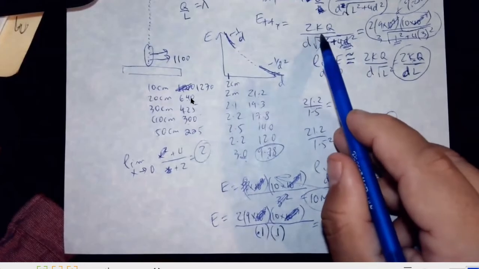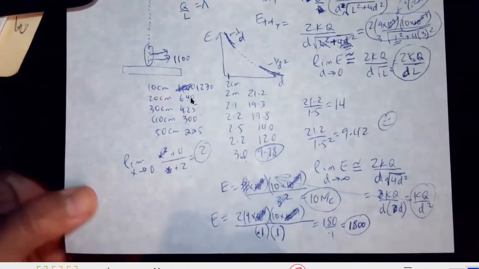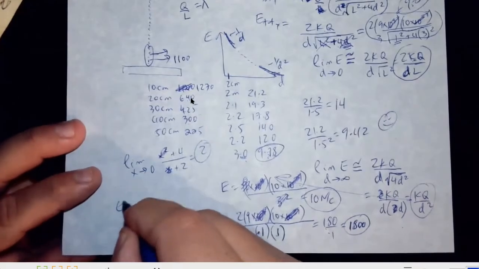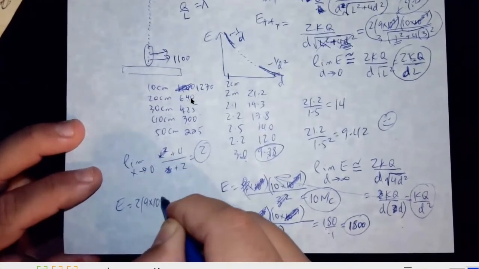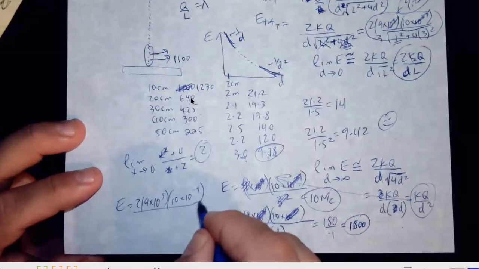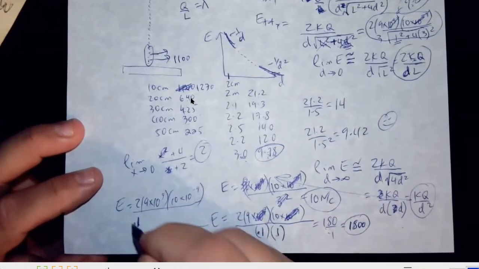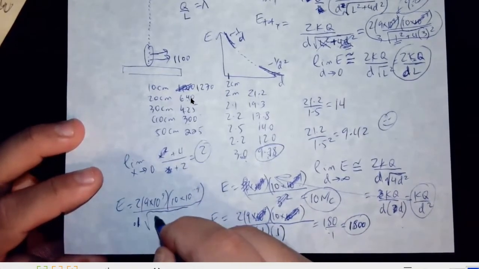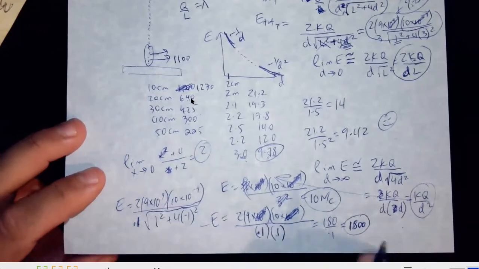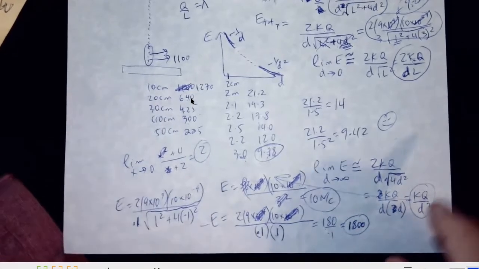Now, what if I had used this? It should come out close to that. See, if I had used this, what would it give me? 2 times 9 times 10 to the 9th, 10 times 10 to the minus 9, over the distance, which would be 0.1, square root of 1 squared plus 4 times 0.1 squared. If this equation is right, it should give me a more exact version of that equation. Let's see.